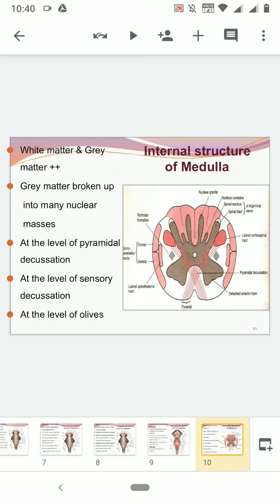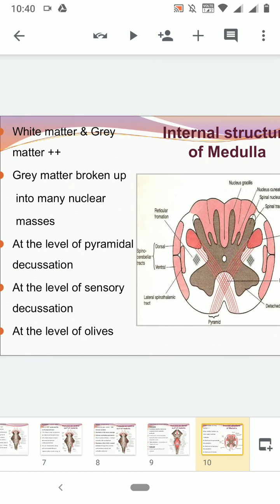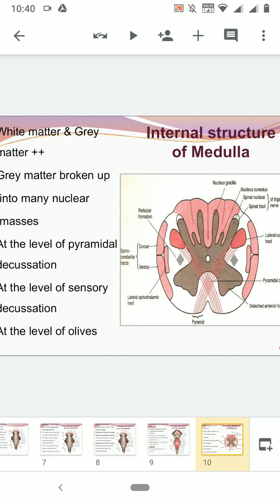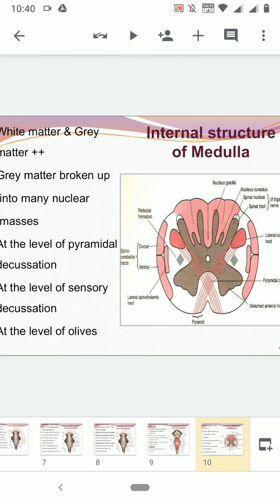So we will be rising up from the lower part. Now you can see the internal structure at the level of pyramidal decussation. This internal structure looks very similar to the internal structure of the spinal cord, because we are just climbing above the spinal cord. If you concentrate, you have gray matter and white matter similar to the spinal cord, but the gray matter is getting broken up by a crossing. Can you see the crossing? Yes, we can see this crossing.